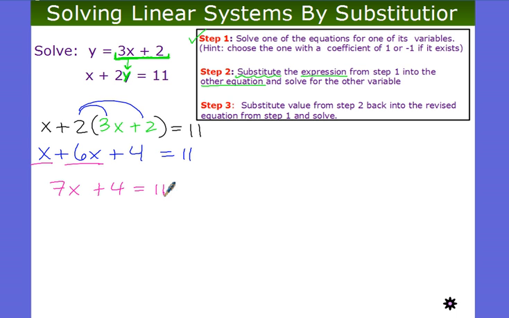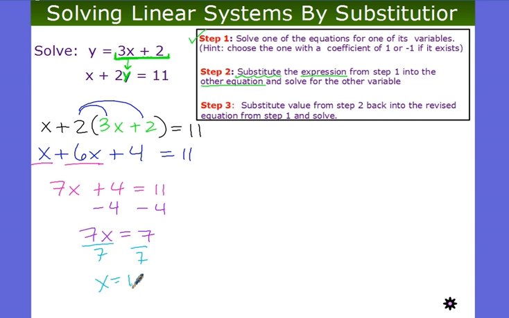I then check for moving variables, and I don't need to move variables because I only have one. So now I get rid of my constant, and I get 7x equals 7. After that, I get rid of my coefficient by dividing by 7, and I get x equals 1. Right? Now that I've done that, that's all step 2.